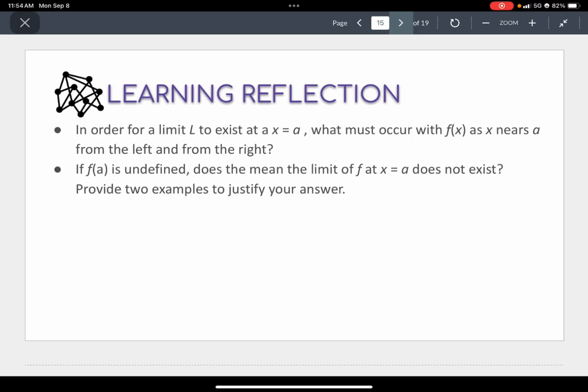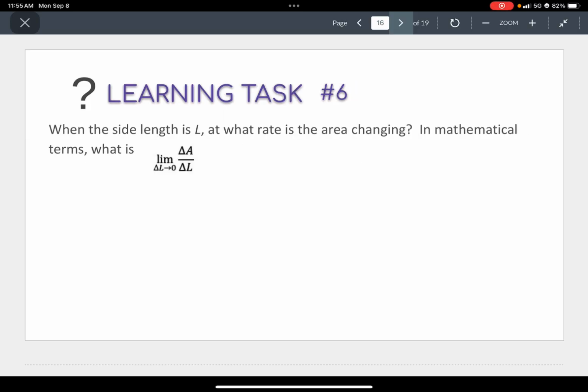Learning reflection. In order for a limit L to exist at x equal a, what must occur with f of x as x nears a from the left and from the right? Also, if f of a is undefined, does that mean the limit of f at x equal a does not exist? Provide 2 examples to justify your answer. Pause the video and work this learning reflection.